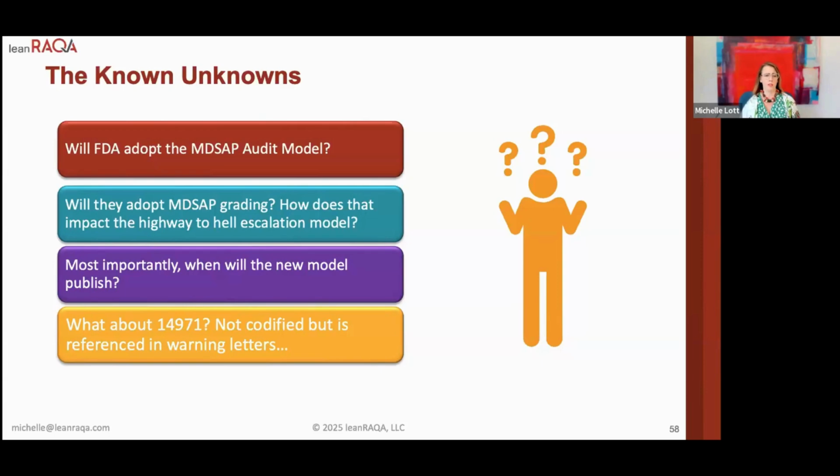And then again, just like we talked about with the ISO 13485, 14971 is not codified, but not only is it referenced in a warning letter I saw, it is also mentioned in the QMSR. If you want to know what we mean when we say risk related to product, then you need to read and understand 14971.